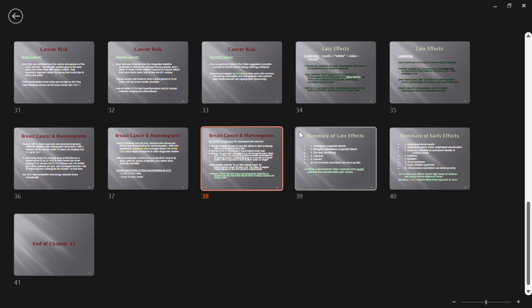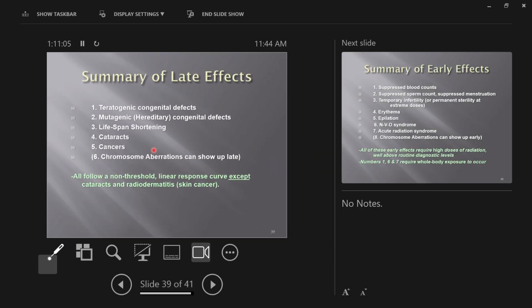Okay, excellent. So let's go ahead and take a look now. Let's summarize everything we've done over these last two classes and see where we've come from and where we've made it to. Let's start off with summarizing our late effects that we just talked about today. So late effects are, starting off, teratogenic congenital defects. So remember, teratogenic congenital defects are effects that happen to the embryo or fetus. This is in utero exposure.